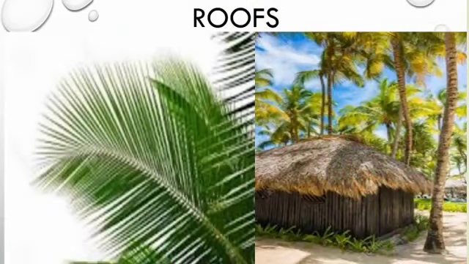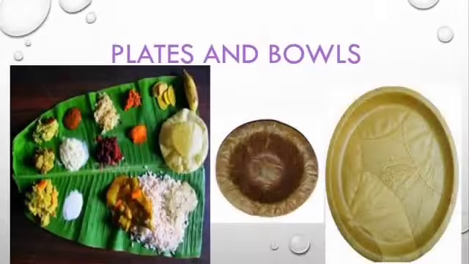The leaves of the palm and coconut tree are used to make the roofs of kacha houses. So where do you see these kacha houses? You can see these type of houses in the villages. In South India, banana leaves are used as plates to serve food. During some festivals, we serve food in banana plate to God. Then we also eat in the banana leaves during festivals.